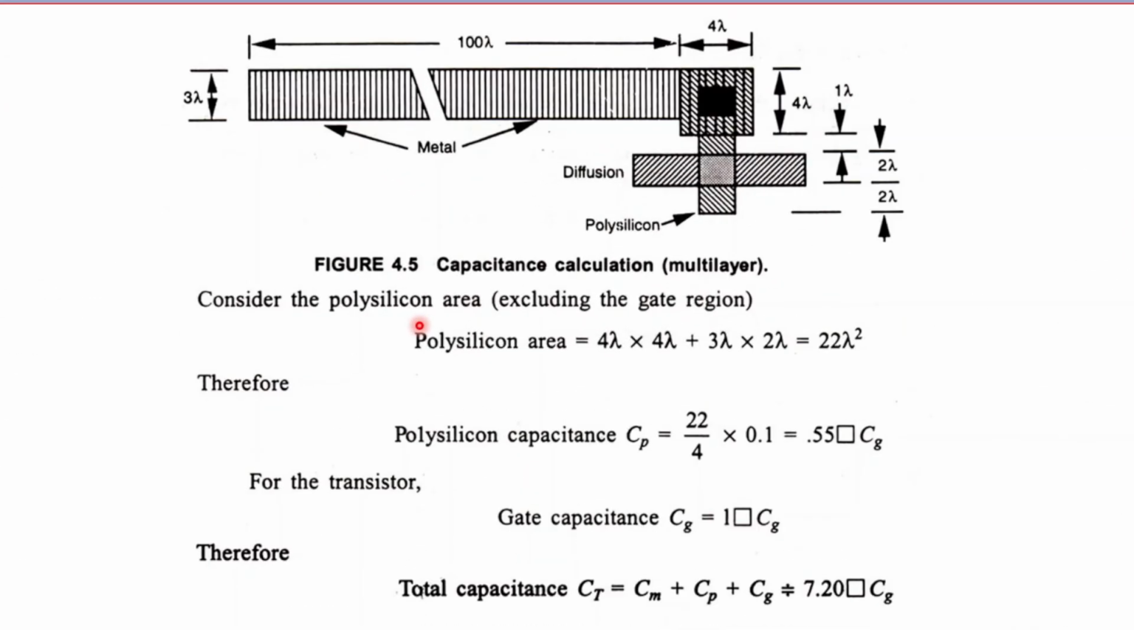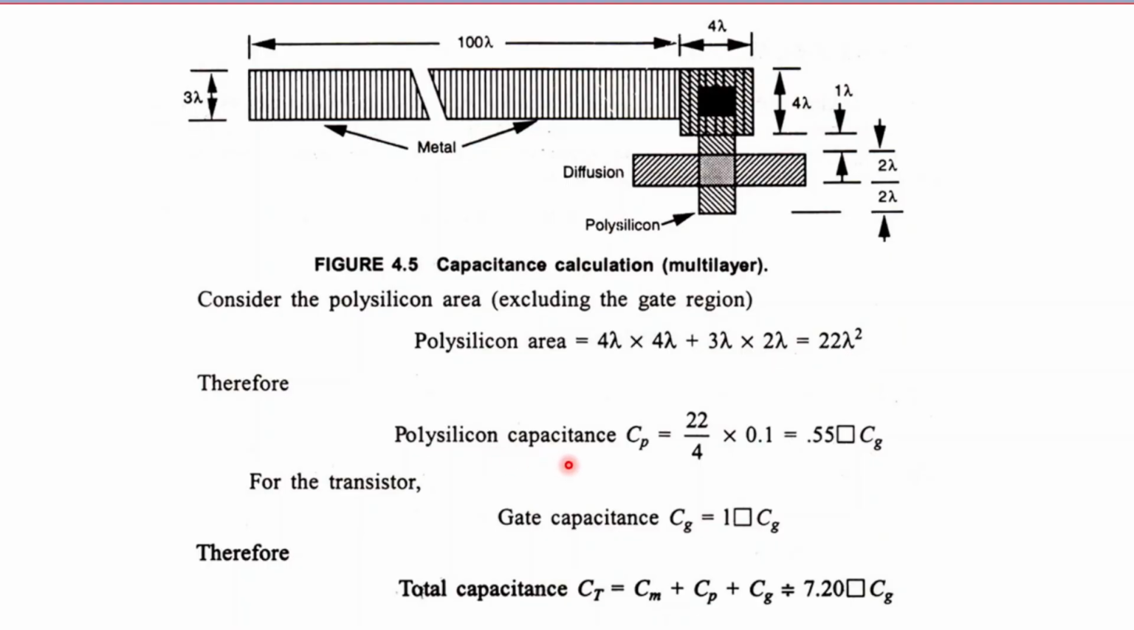Now we want to calculate the relative area for polysilicon. For this square box, the area of polysilicon is 4 lambda multiplied by 4 lambda. But for this portion, the length of polysilicon is 1 lambda plus 2 lambda, which is 3 lambda, width is 2 lambda. So the area for this region is 3 lambda multiplied by 2 lambda. So the total area of polysilicon is 4 lambda multiplied by 4 lambda plus 3 lambda multiplied by 2 lambda, that is 22 lambda square.